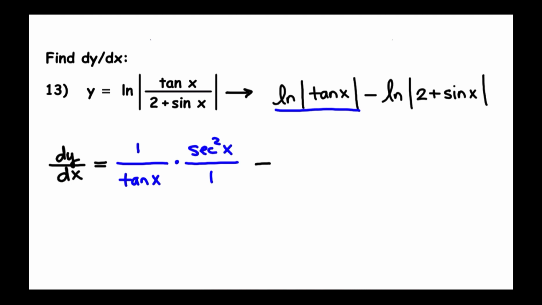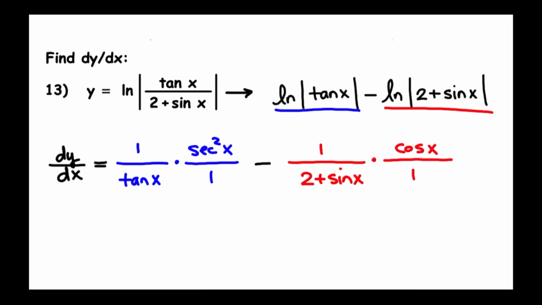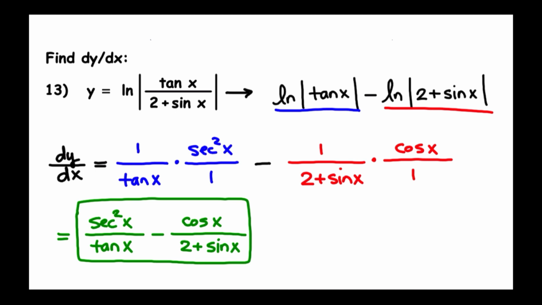minus, and then this other part, which I'll do in red, the derivative of that is going to be 1 over stuff. So in this case, 1 over 2 plus sine x, times the chain rule, which would be cosine of x. Combining and neatening things up a little bit gives me my final answer right here.